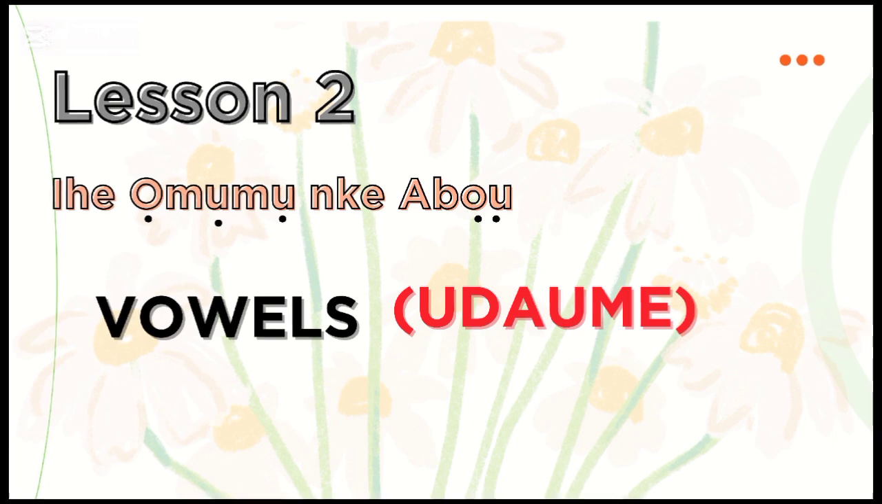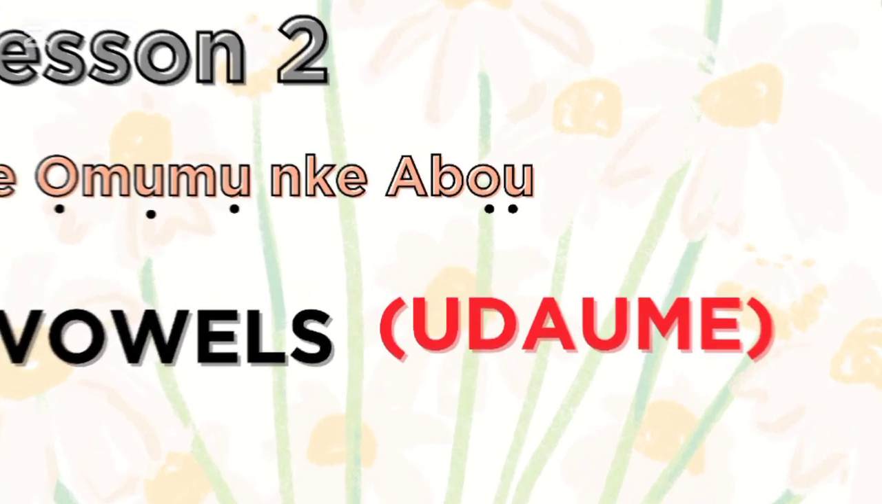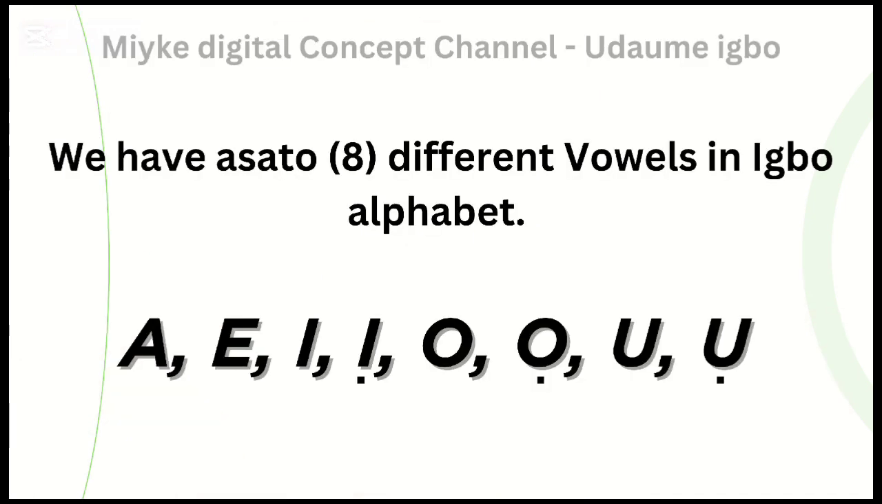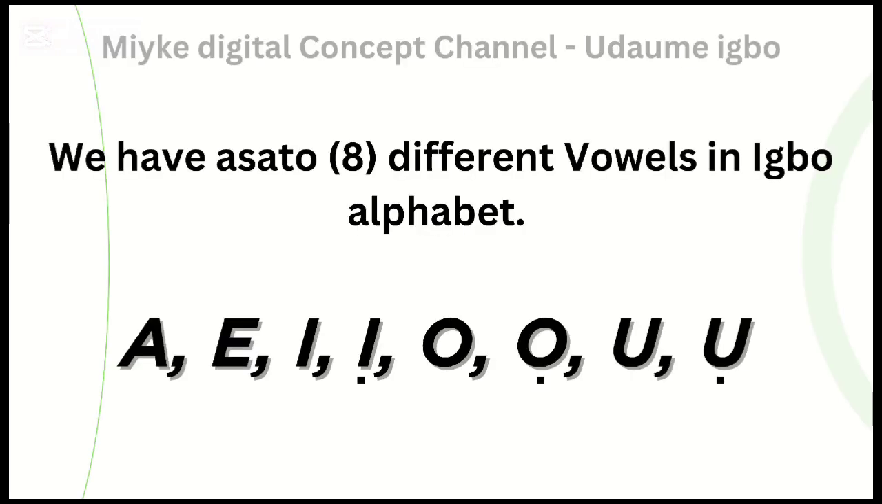Today we'll be discussing what we call Udaume, which is the vowels in the Igbo language. There are 8 different vowels in the Igbo alphabet. We'll be talking about them. They are A, E, O, O. Today we'll be learning how to pronounce them in different words that could help us pronounce them. So follow me after this short break.